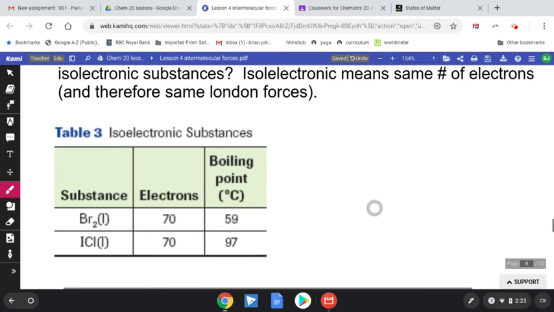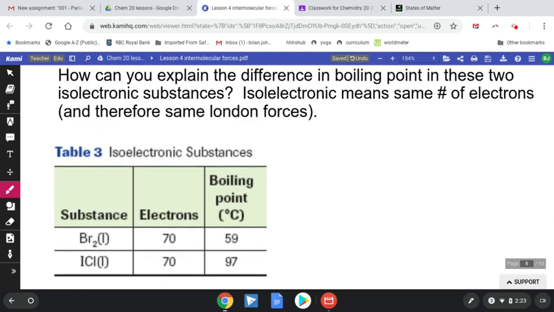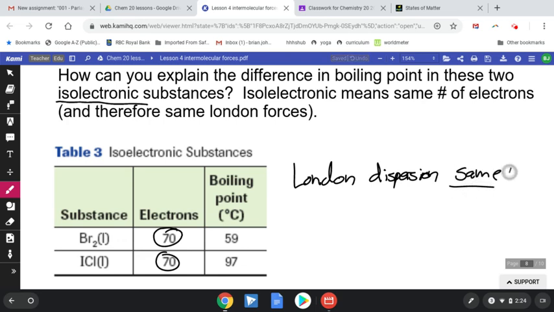Okay, let's take a look at these two molecules. They're isoelectronic. Iso from math, isosceles means same angles in a triangle, and iso means same, electronic, so same number of electrons. Okay, so both of these molecules have 70 electrons. So based on London dispersion forces, they should be the same boiling point. Okay, they have the same number of electrons, so they should have the same boiling point, but they don't. ICl is higher.